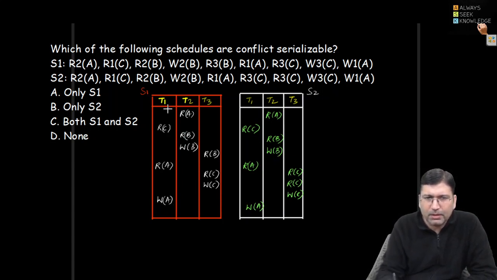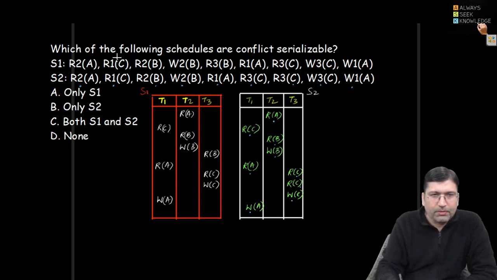Similarly, I have written this for the second schedule. Let me highlight: the read operation on A, the very first operation, by T2, then the read operation on C by T1, the read operation on B by T2, the write operation on B by T2, the read operation on A by T1, the read operation on C by T3, the write operation on C by T3, and the write operation on A, right?